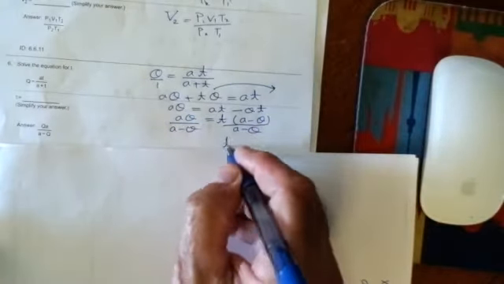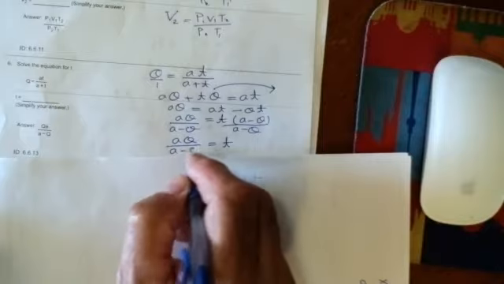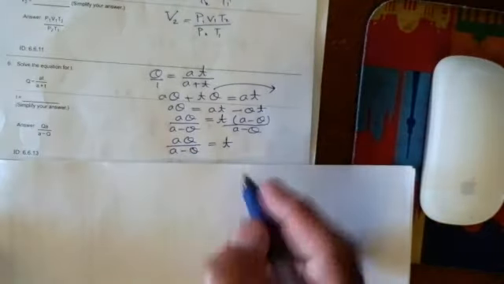So that's what you get. You get T is AQ over A minus Q. See, so I try to have T by itself on one side.